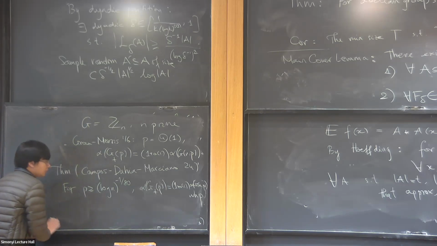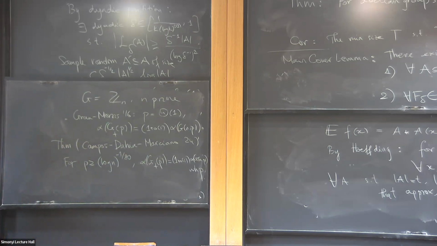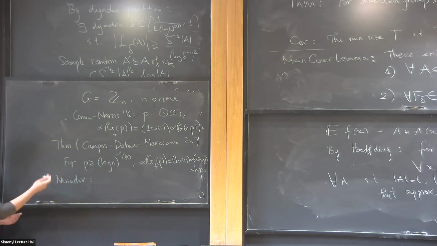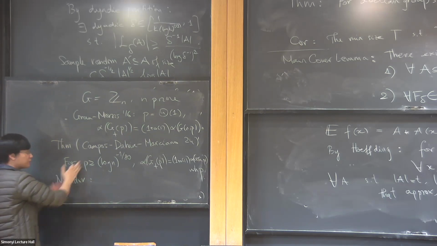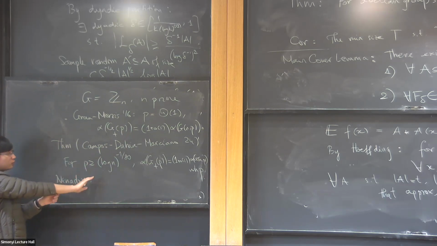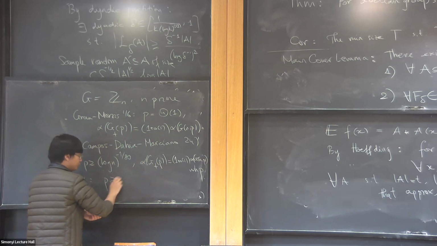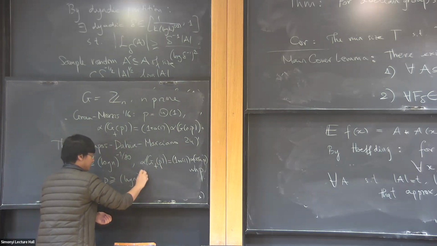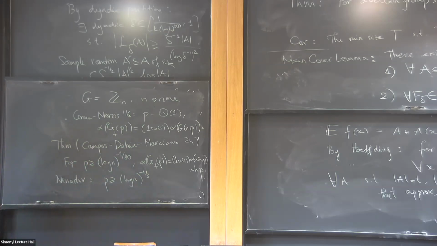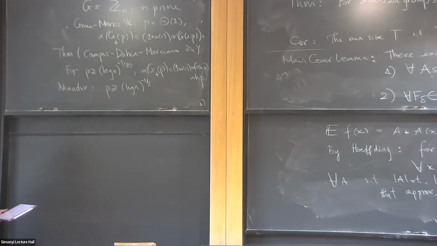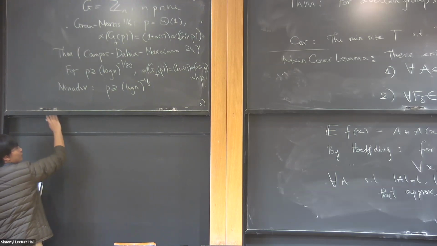So let me mention that Nenadov told me that he optimally pushed all of the pieces in the argument of Campos, Dahia and Marciano. If you push through everything, then we can get that the same result would hold up to something like log n to the minus 1. Once we want to go beyond that, then we will start to run into some barrier.